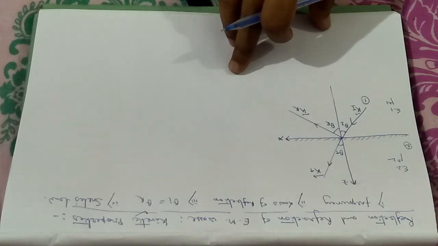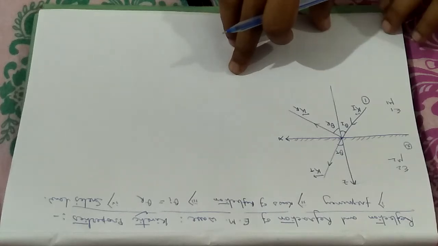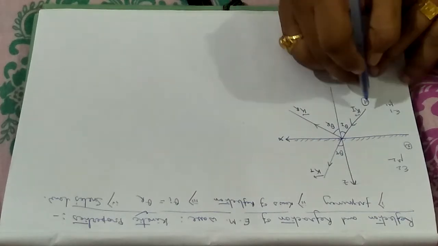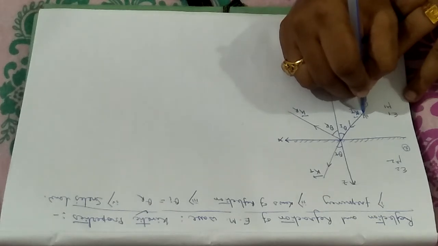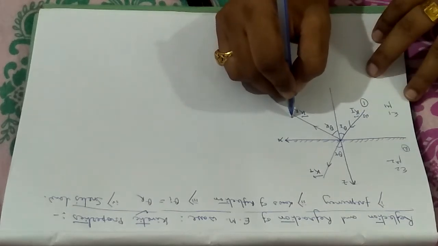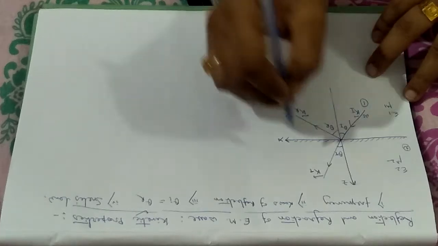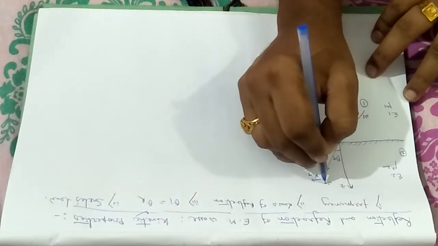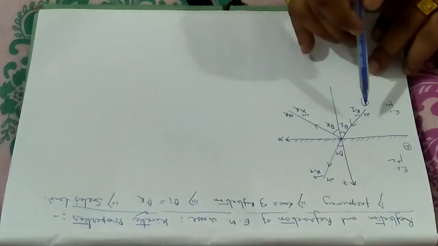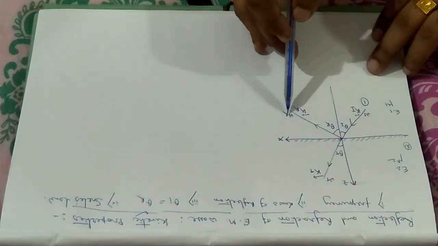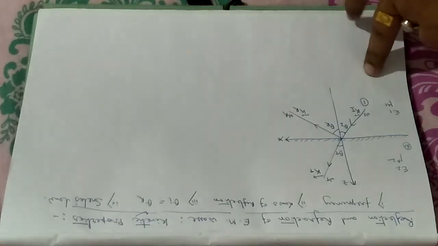Now you have to consider the frequencies. Let us consider the angular frequency correspondingly. The angular frequency for the incident ray is omega I, angular frequency for the reflected ray is omega r, for the transmitted ray it is omega t. So for the first law we have to prove that omega I, omega r and omega t are all equal.